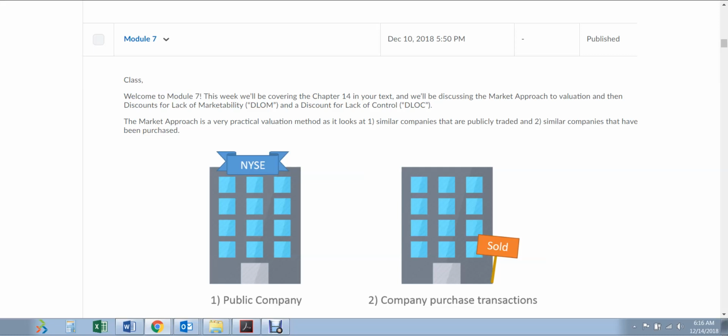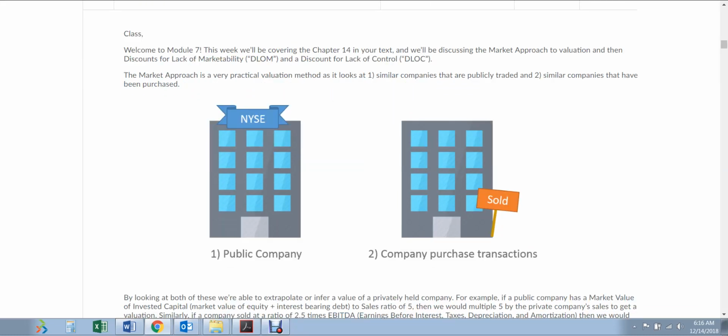This week we're in Chapter 14, and we'll be talking about the market approach and discounts and premiums. Okay, so within the market approach, you'll either be looking at public companies for comparison, or you'll be looking at past transactions of private companies or public companies, but mostly private companies.